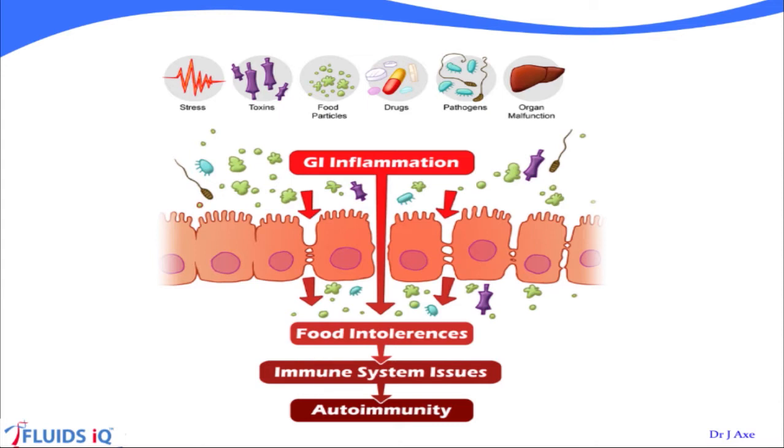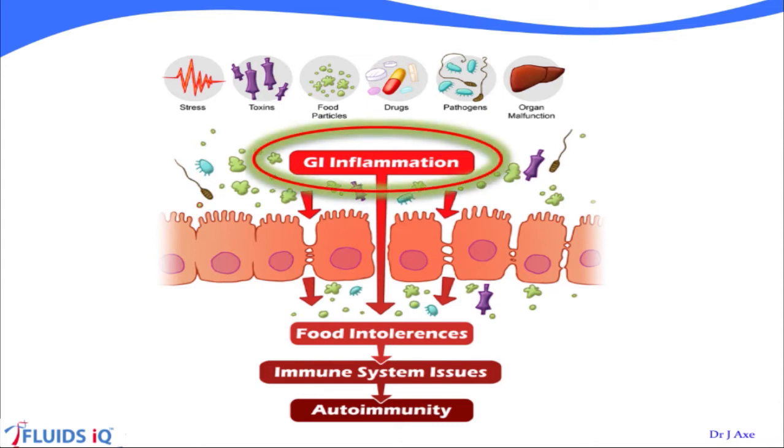We know that there are many factors: stress, various toxins, food particles, many different drugs and pathogens, and even organ malfunction that can cause gastrointestinal inflammation. And that in turn can lead to various types of food intolerances, leading on to changes in the immune system, with an endpoint being autoimmunity problems.